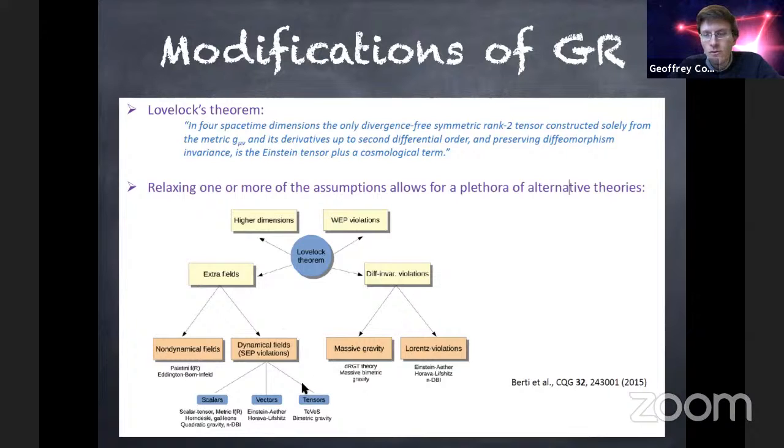And very popular are the scalars because they arise naturally in string theory. In the first place, each time you do a compactification to 4 dimensions, inevitably you have scalars. Also, we want to explain dark matter, and one possibility instead of matter is to have additional fields. So you have various types of theories that have been considered, and the most famous one is scalar tensor theories.